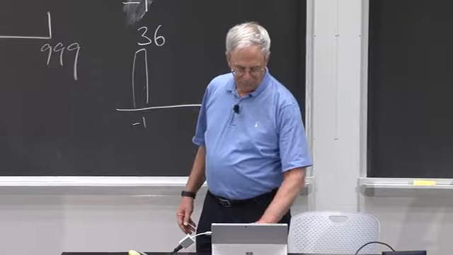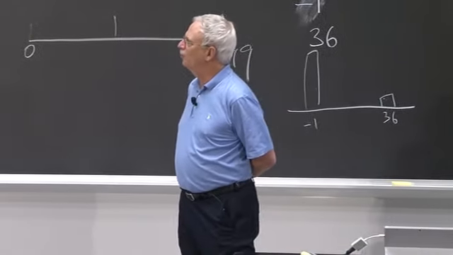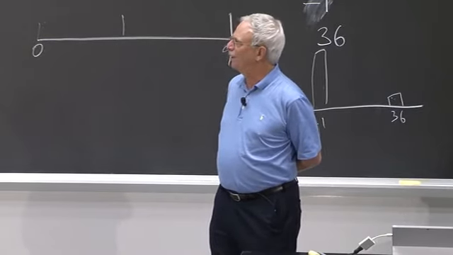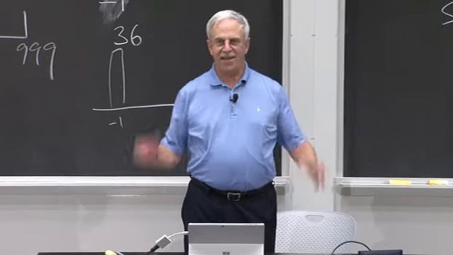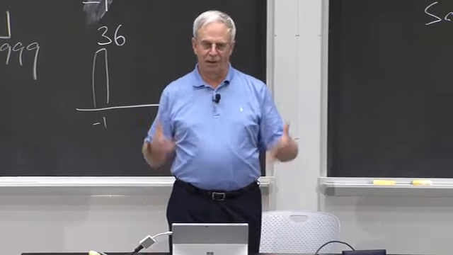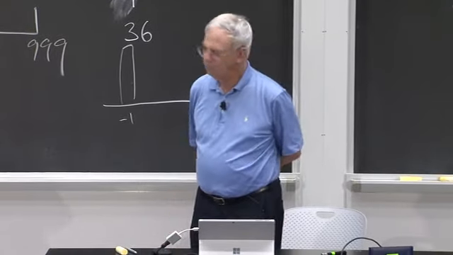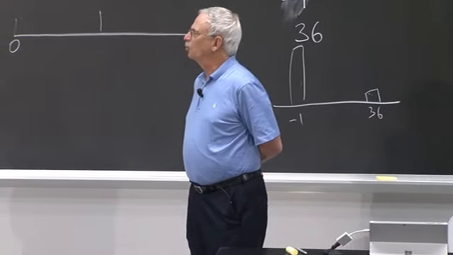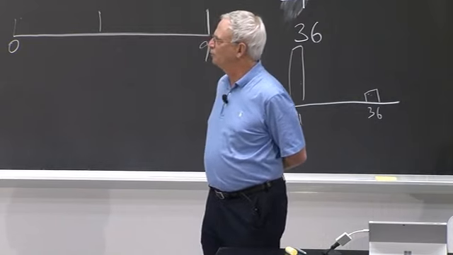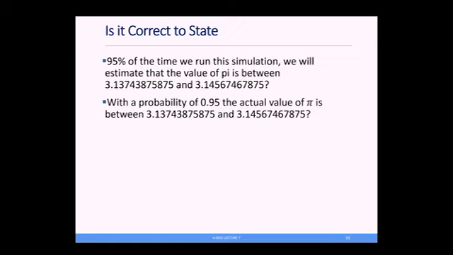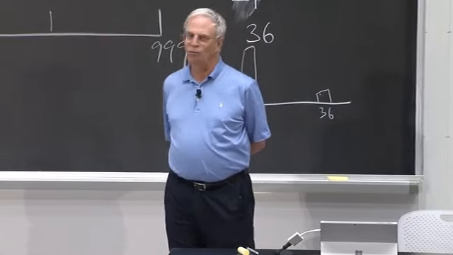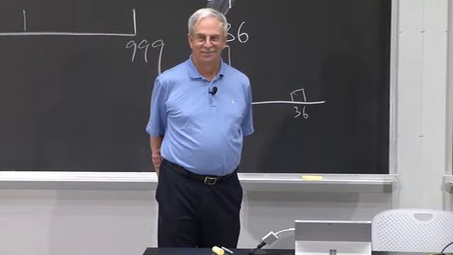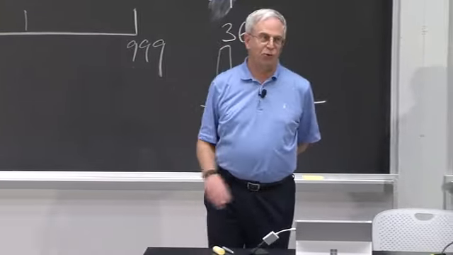So let's look at some things. Is it correct to state that 95% of the time we run this simulation, we'll get an estimate of pi between these two values? I don't expect you to do the arithmetic in your head, but the answer is yes. So that is something we believe is true by the math we've been looking at for the last 2 lectures. Next statement. With a probability of 0.95, the actual value of pi is between these two things. Is that true? In fact, if I were to say with a probability of 1, the actual value of pi is between those two values, would it be true? Yes. So they're both true facts.